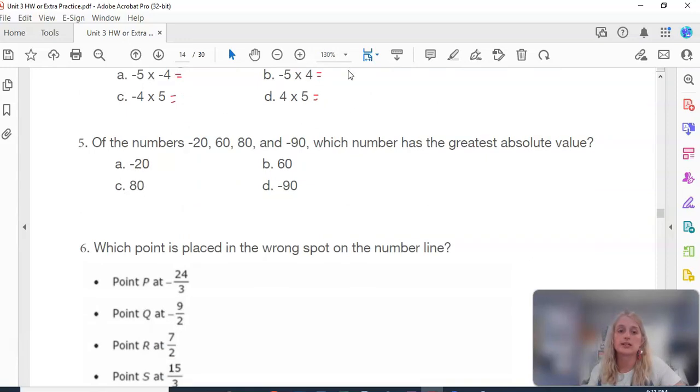Of the numbers -20, 60, 80, and -90, which has the greatest absolute value? That's those straight lines, that distance from 0. Which one is the farthest away from 0?